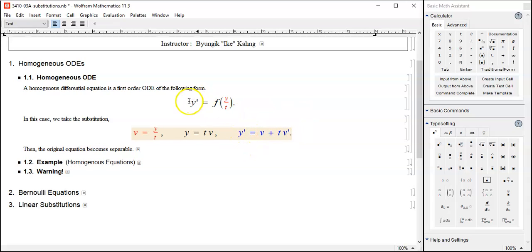Once you do that, that goes over here. And then what do you get? You get an equation of v. So this y prime here will be replaced by v plus tv prime. And this y over t here will be replaced by v. So you're going to get an equation of v alone. Now solve that. Once you're done, then you can go back to this one and then solve for y.